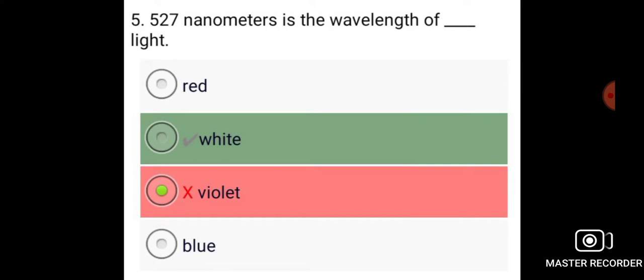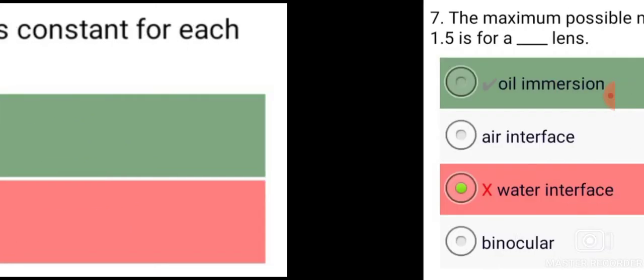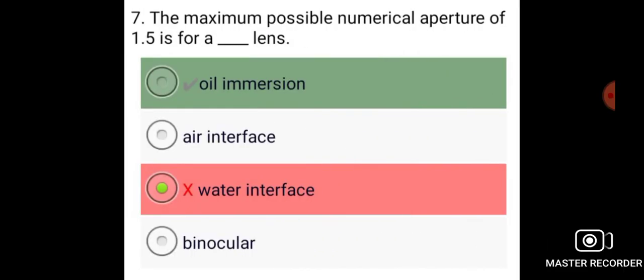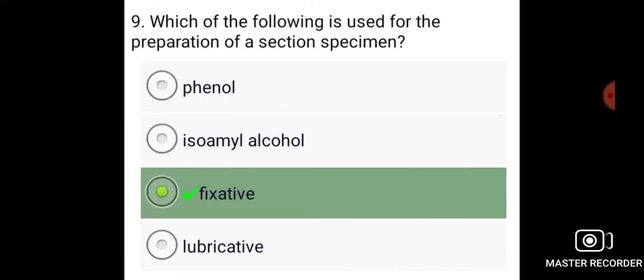527 nanometers is the wavelength of white light. The numerical aperture is constant for each lens. True. The maximum possible numerical aperture of 1.5 is for oil immersion lens. The fulgent stain is used for staining chromosomes.